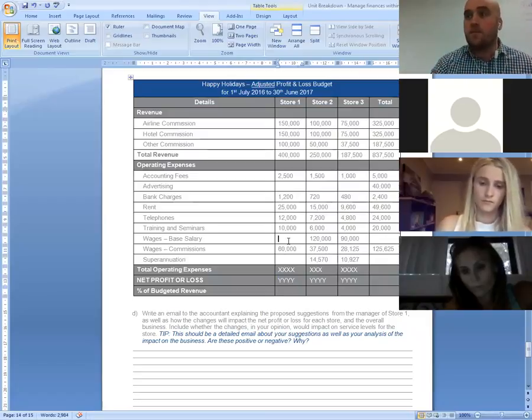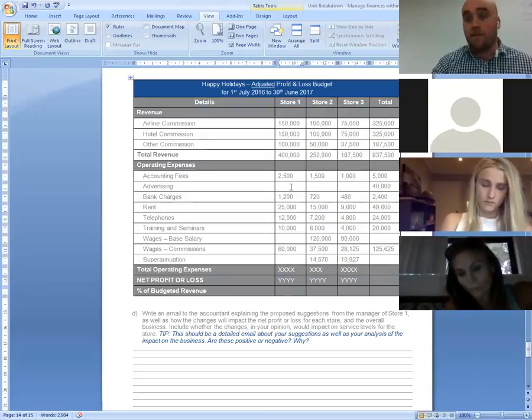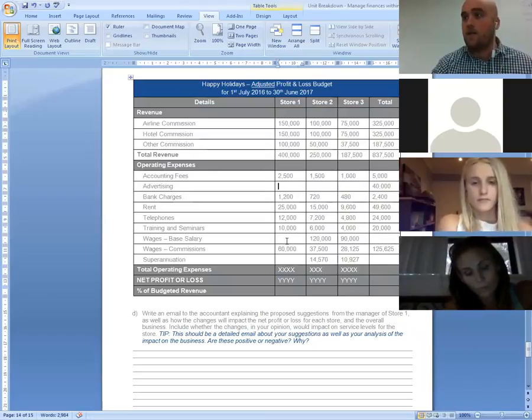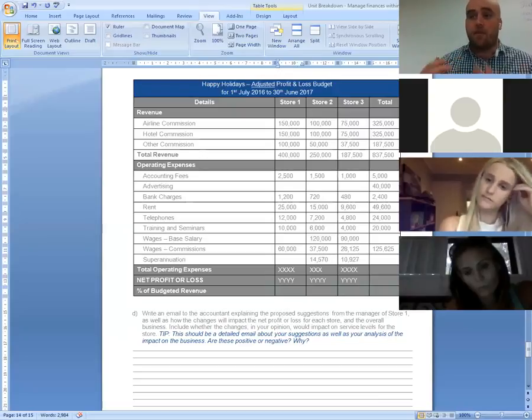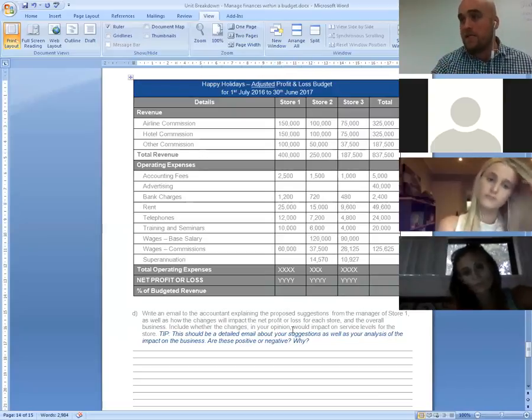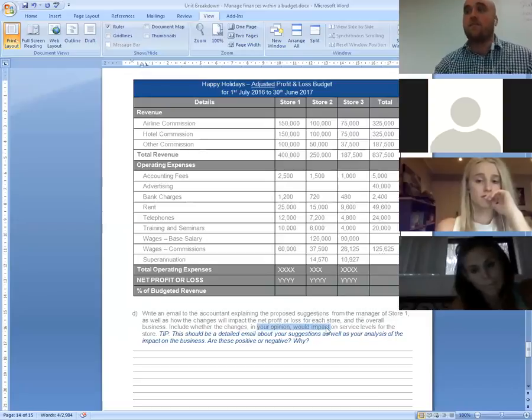Because basically what you've done is you've given them more advertising, but you've added another $40-something thousand worth of expenses there. You've put a new staff member in. So essentially, their profit is going to go down based upon this. But in your opinion, how would this impact on service levels?